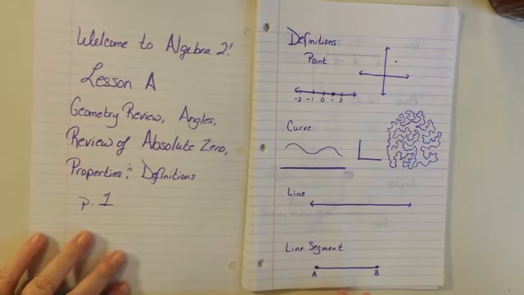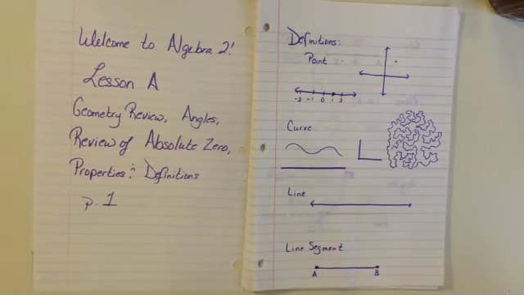Hi, welcome to Algebra 2. This is Lesson A, starting on page 1 in your Saxon Algebra 2 book. We're going to do a geometry review and talk about angles, the review of absolute zero, and properties and definitions. Okay?